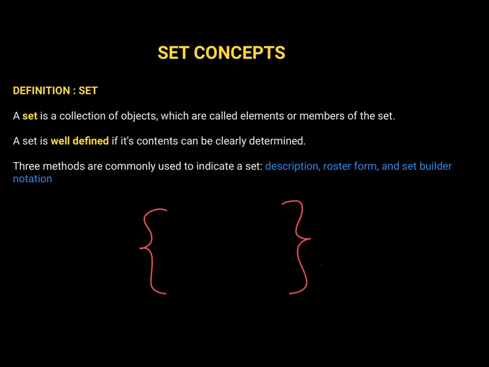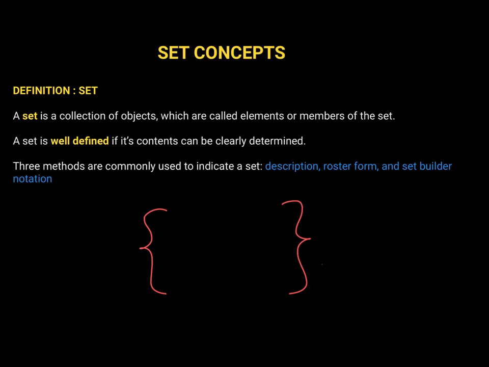For example, the set of, let's say, U.S. presidents. That's a well-defined set because the contents, which would be the presidents, can be named, right? Clearly named. Whereas a set of, let's say, the 3 best movies of all time, that's not a well-defined set because, well, what you consider the best 3 movies might be different than what I consider the best 3 movies, right? So that's not a well-defined set because the contents cannot be clearly determined.